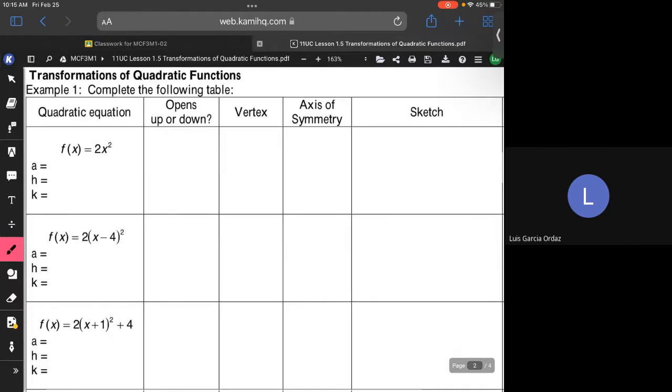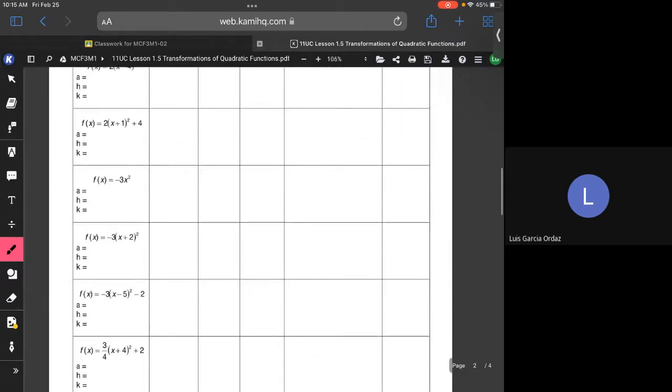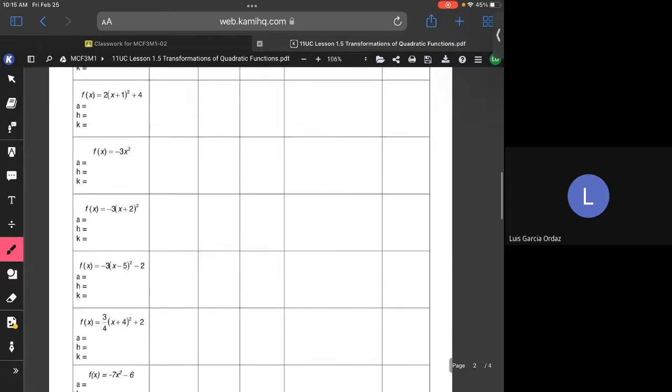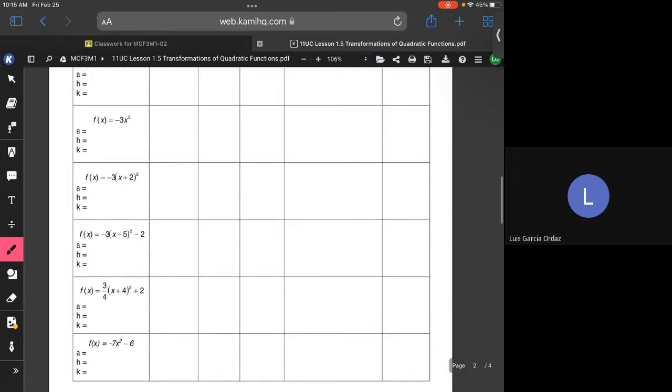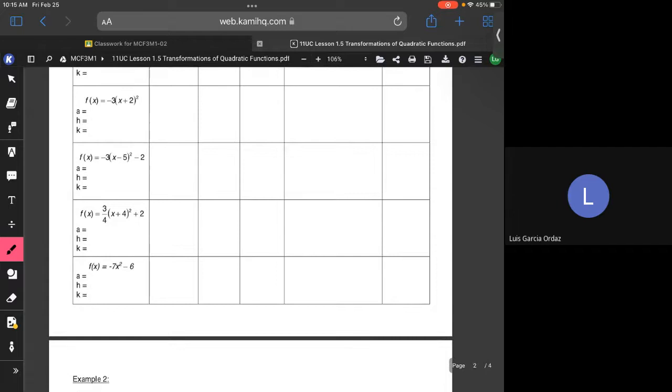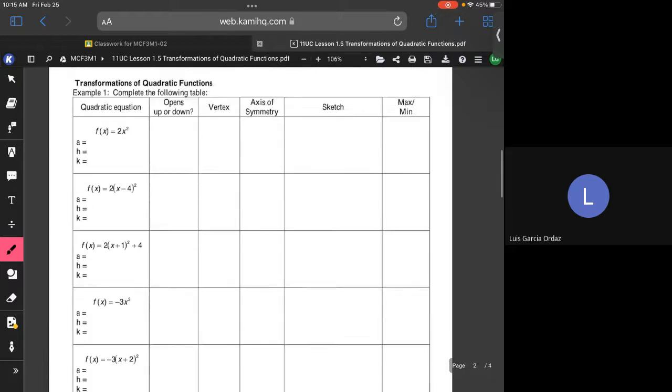Okay, so we have these annoying charts over here with a lot of the transformations that we have. So we're gonna fill these in. There are specific things we have to figure out: if it opens up or down, what the vertex is, and what my axis of symmetry is. We want to sketch it, and we want to figure out if there's a maximum or a minimum point. We're going to do the first 4 together. The last 4 you are going to do on your own. I'll do every other one, and then we'll do examples 2 and 3 at the end. So we'll do the first one together.